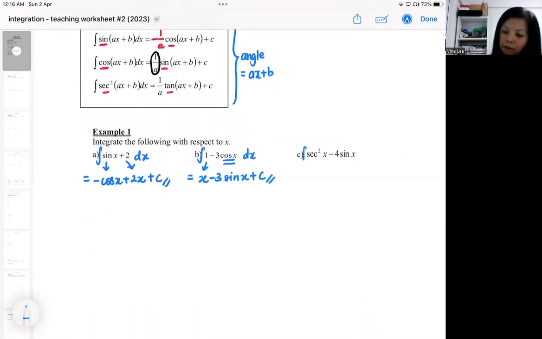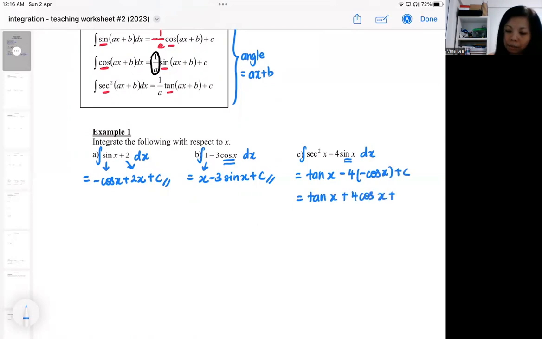Now the next one, if I integrate secant square, it gives a direct tangent x. Integrate a sine, it gives you a minus cosine x. So basically it's about how you remember the formula. Integrate sine, integrate cosine.